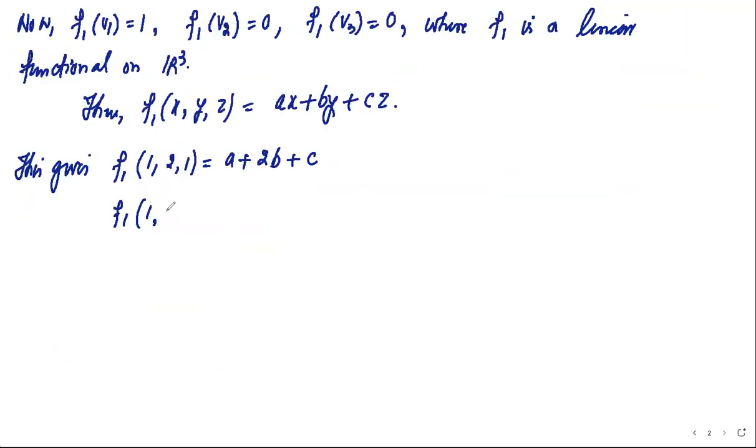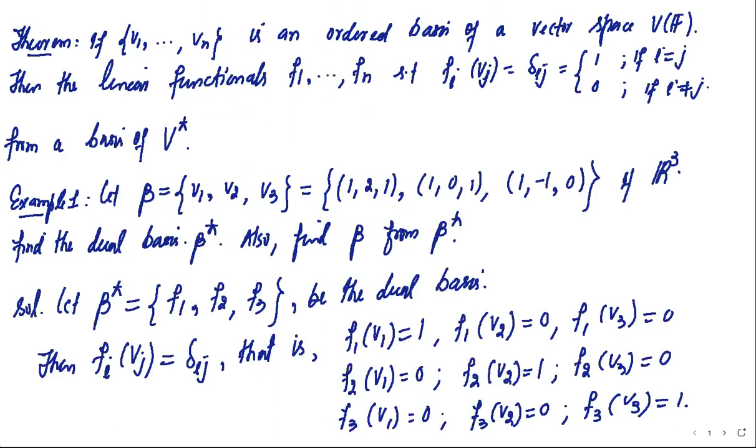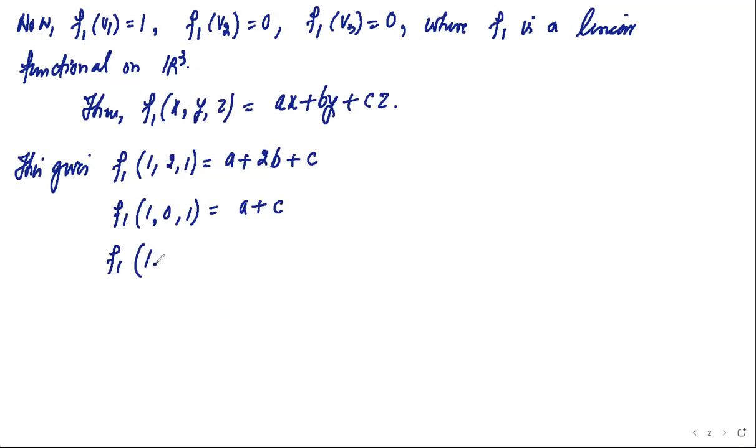f1 of v2 is f1 of (1, 0, 1). That's equal to a plus c. And similarly, f1 of v3, and our v3 is (1, -1, 0). So it is f1 of (1, -1, 0), and this one is equal to a minus b. Now by definition, f1 of v1 is equal to 1. Now this one is equal to 0, and this one is also equal to 0.